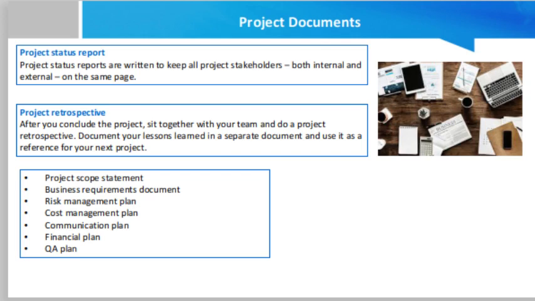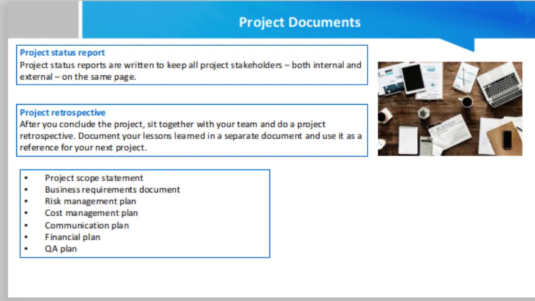Friends, depending on the scope of your project and the size of your team, keeping everyone up to date may become difficult. Project status reports are written to keep all project stakeholders, both internal and external, on the same page. These documents usually contain an overview of the progress you have made so far and the next steps you are planning to take.